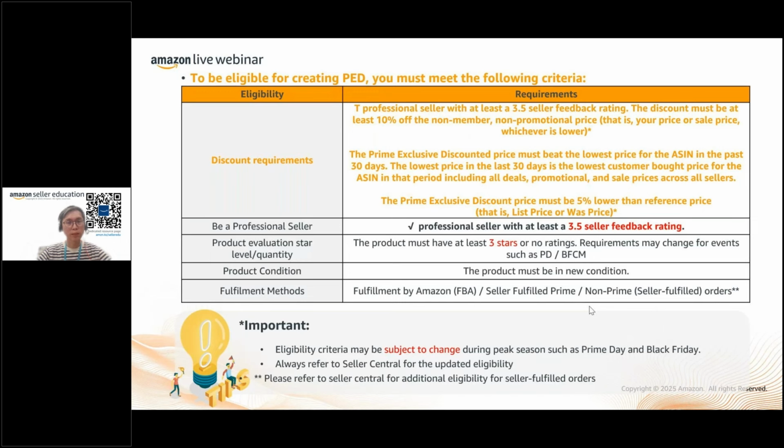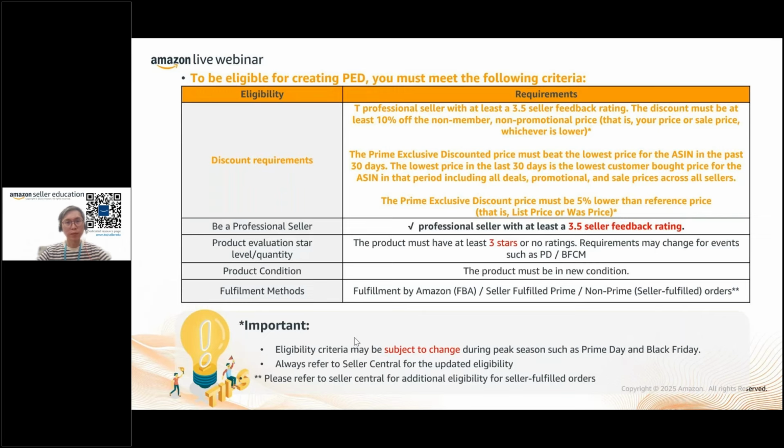Okay, let me see if there's anything else. So your product needs to have at least a 3-star rating on average, or no rating. All right. What else? You're right, your product must be new. You cannot sell a like-new product. It has to be a brand new product. And regardless of the fulfillment method, it's available whether you are using FBA or self ship.